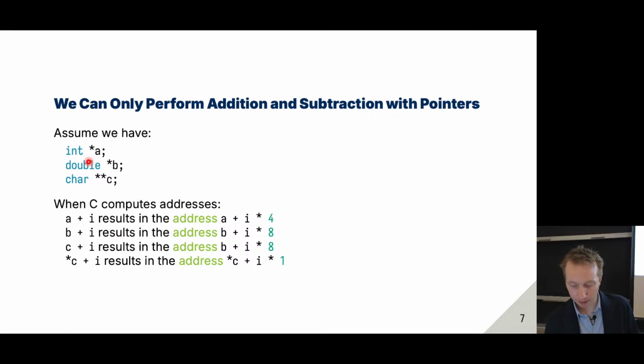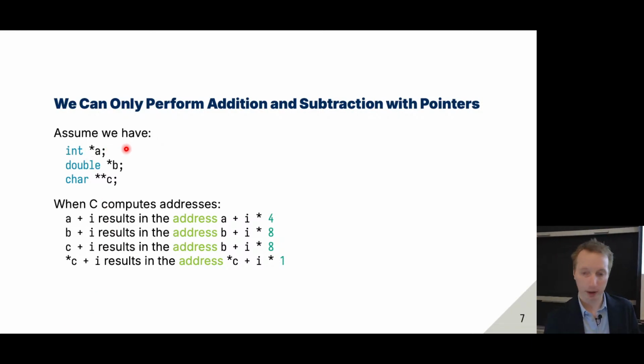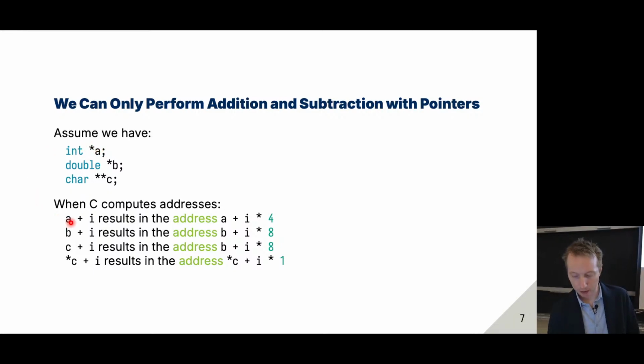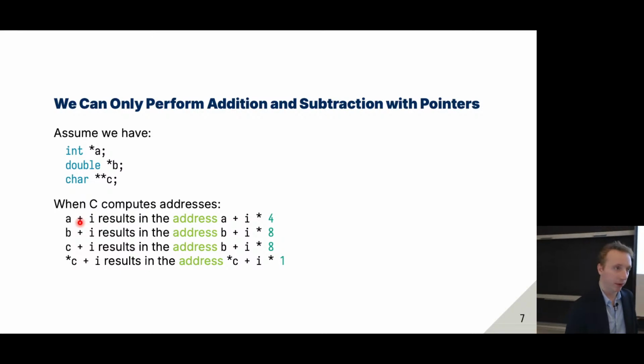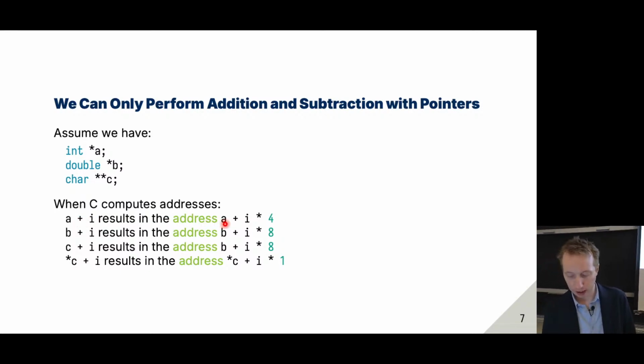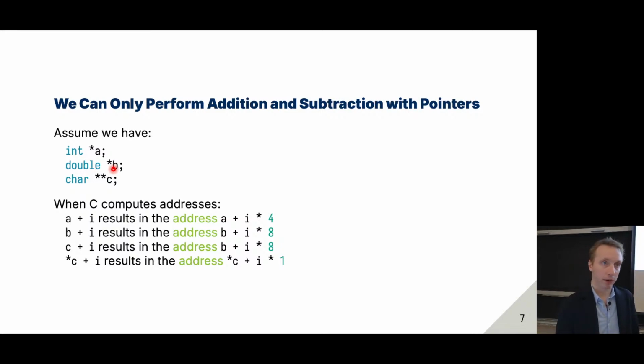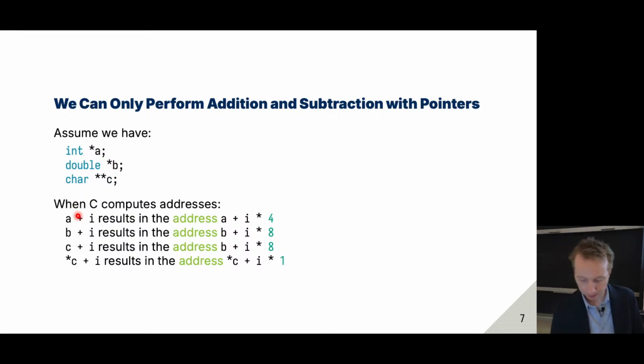So if we have something like int star a, a variable called a which is a pointer to an int, and we do a plus I, that results in the address a plus I times the size of an int, so it would be 4. If we had a double pointer, a variable called b which is a pointer to a double, and we do b plus I in C, the resulting address will be b plus I times 8, because that is the size of a double.